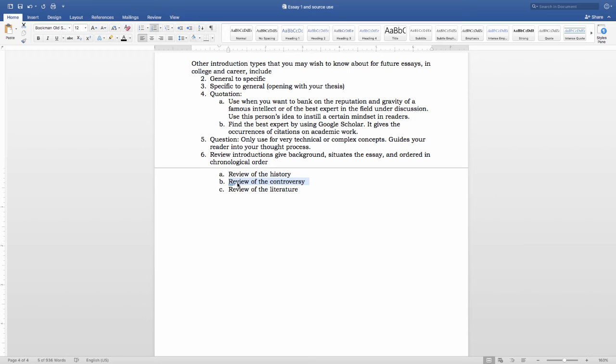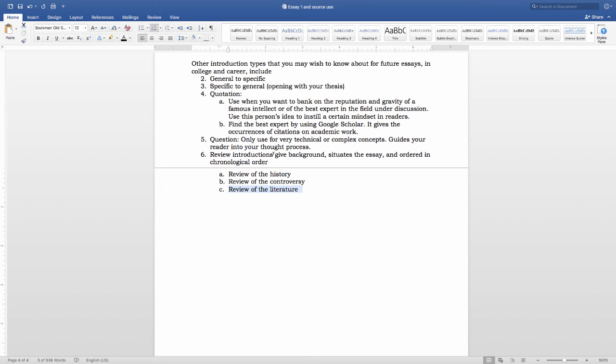Review of the controversy is what you might think it is. It's where you've got a debate on the issue. So let's say the issue is the legalization of drugs. So you've got a camp of people who believe that drugs should be banned, and you've got another camp of people who believe that drugs should be legal. Your review of the controversy is going to cover what those people say in chronological order, although it would make the most sense if you grouped them by supporters and opposers, but still go through time.